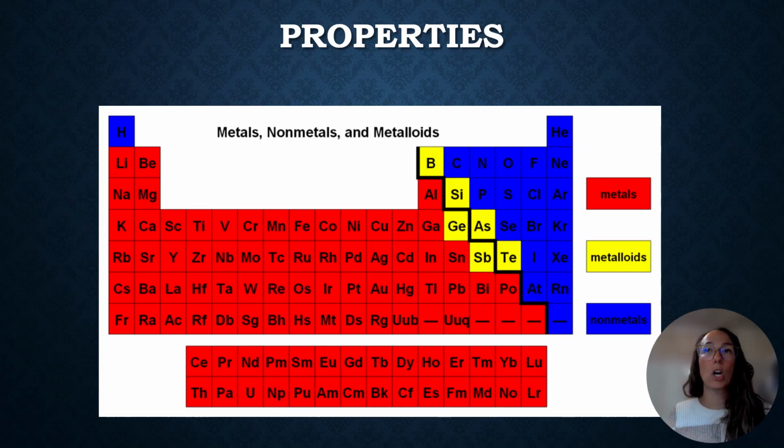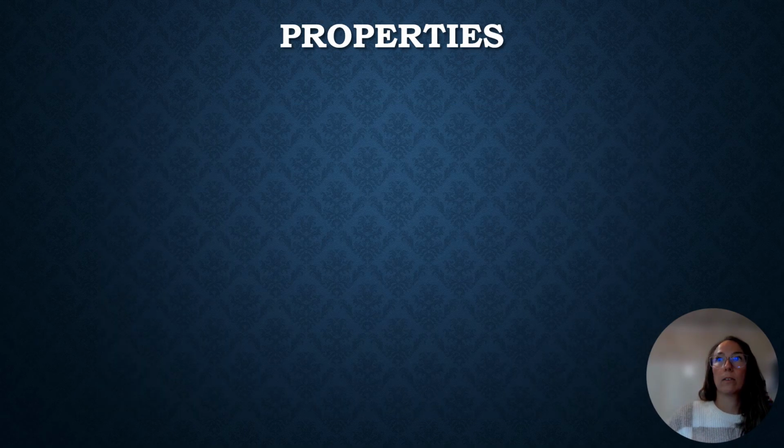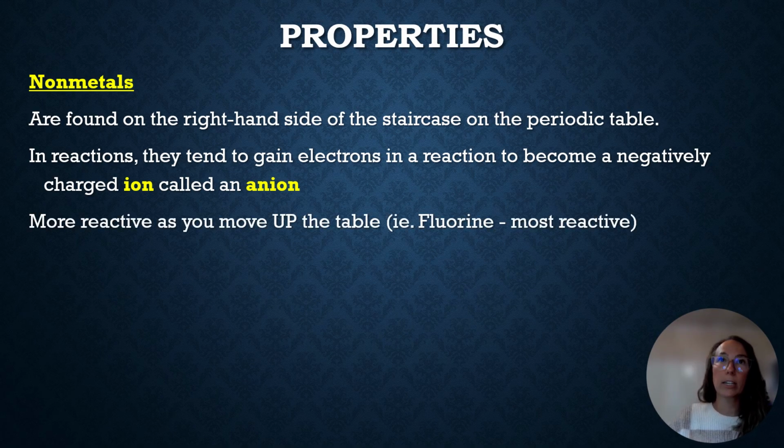That was a focus on metals. Now we're going to have a focus on nonmetals, which are the blue ones on your periodic table. So we've said that they're on the right-hand side of the staircase. They tend to gain electrons and become negatively charged ions. When they are ions, they are negatively charged, and they are called anions. So anion for negative and cation for positive. Cats have paws, positive. Okay.